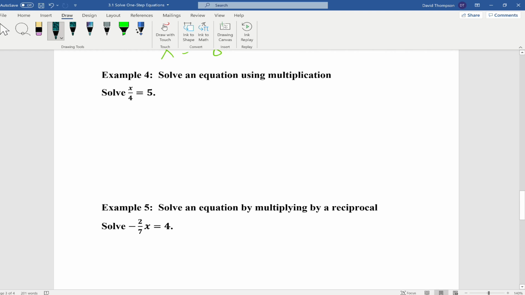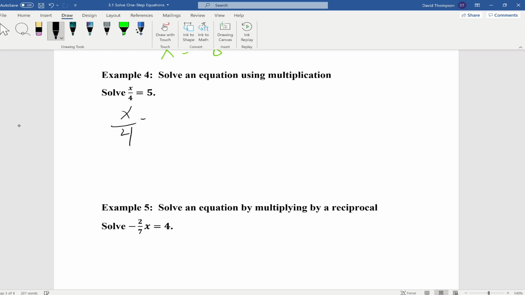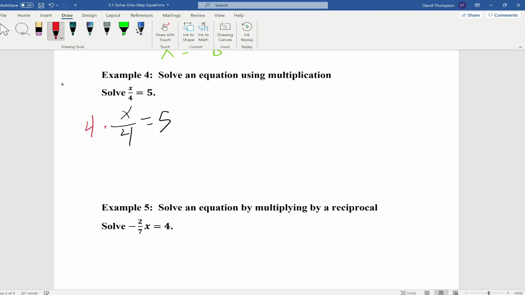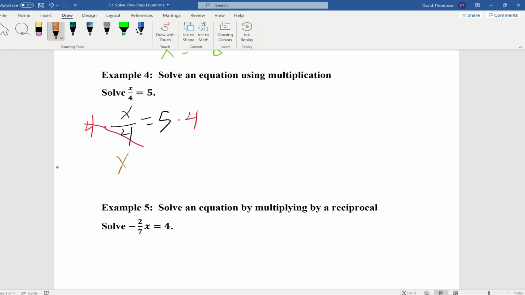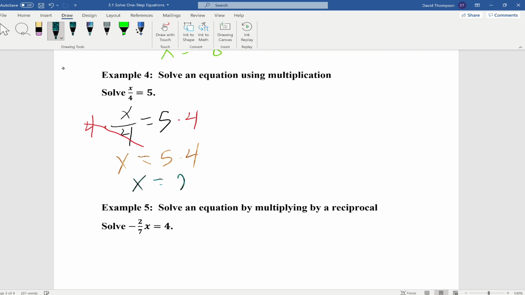Example 4. Solve an equation using multiplication. We're going to be asked to solve x divided by 4 equals 5. First step, just rewrite the original equation. So we have x over 4 equals 5. We're going to multiply both sides by 4. The 4 is going to cancel. So we're left with x equals 5 times 4, and 5 times 4 is 20. So x equals 20.